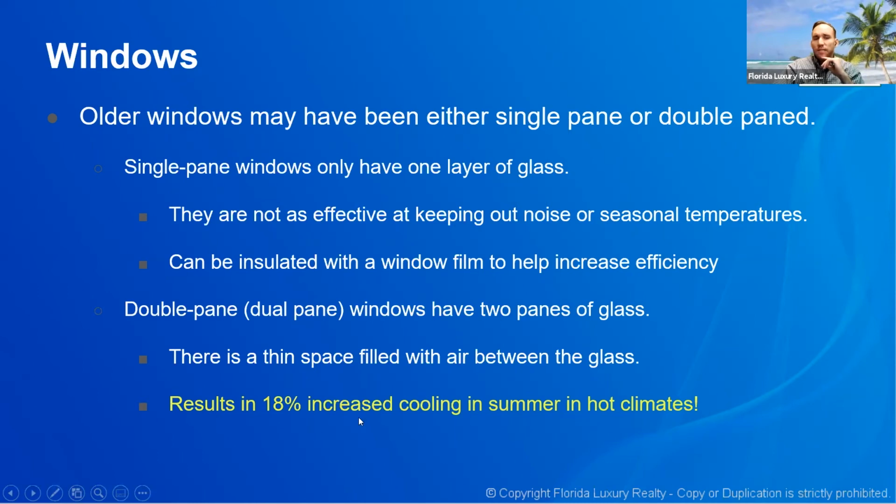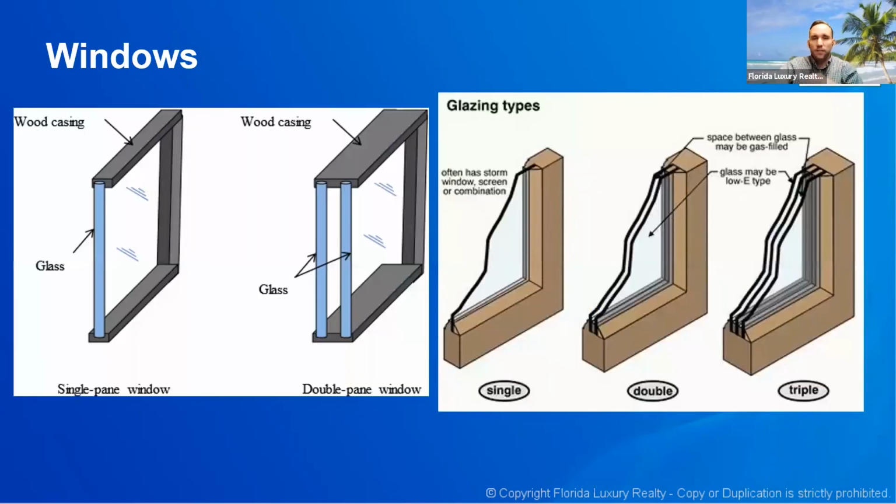As a result, there is an 18% increased cooling in the summer in hot climates. So what they found is you can actually get almost a 20% increase in efficiency of your cooling system by changing the windows from single pane to double pane. So if somebody goes, hey, my electric bill is $300 a month, is it worth it to put in these windows? Well, if they could increase their efficiency in their heating and cooling by 18%, depending on how long they were going to live there, that might become a good return on investment for them. So it's just something to consider.